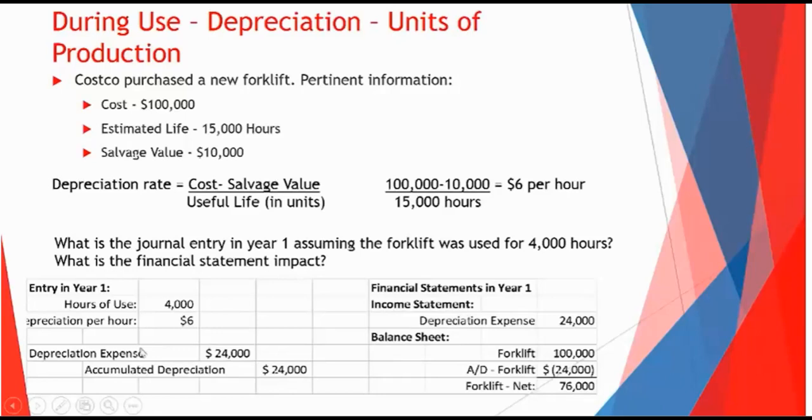So debit depreciation expense, credit accumulated depreciation for the 24,000. The debit and credit doesn't change. Yeah, it's just the amount that changes. As you can see, depreciation expense still hits our income statement, so we're reducing our income by 24. And then on the balance sheet, same accounts, forklift and accumulated depreciation for that forklift, so we have a net value of 76.